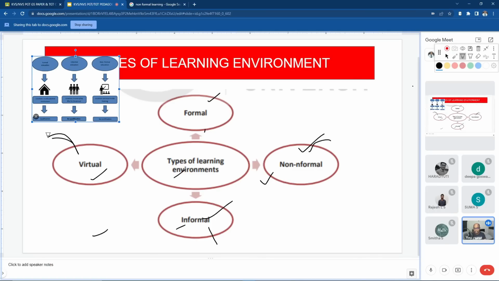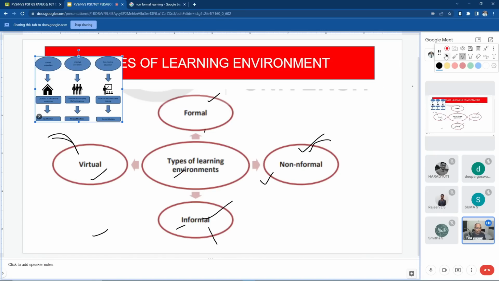So formal types of learning environments are formal, where in the institution, in the school, the students learn. Informal, where the mother teaches, at home we learn. Non-formal means whatever you learn that will be part of the institution but that will not be structured. Then virtual, whatever we are learning now, it is called virtual learning.